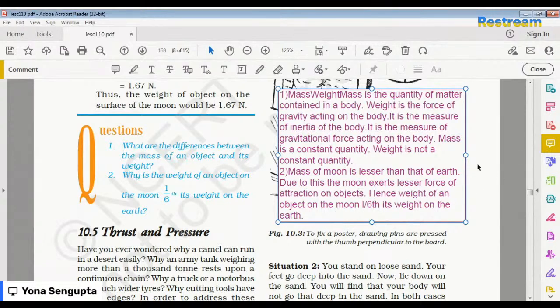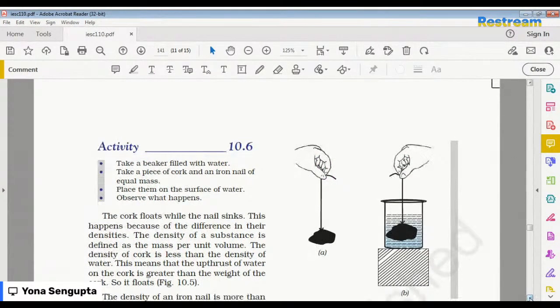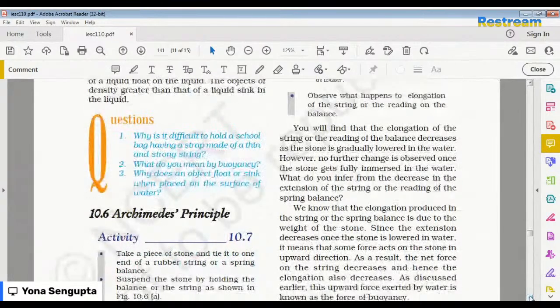Next we have the in-text question on page number 144. If you want to follow, you can follow. Yes, Sati, I'm doing it from your NCERT.